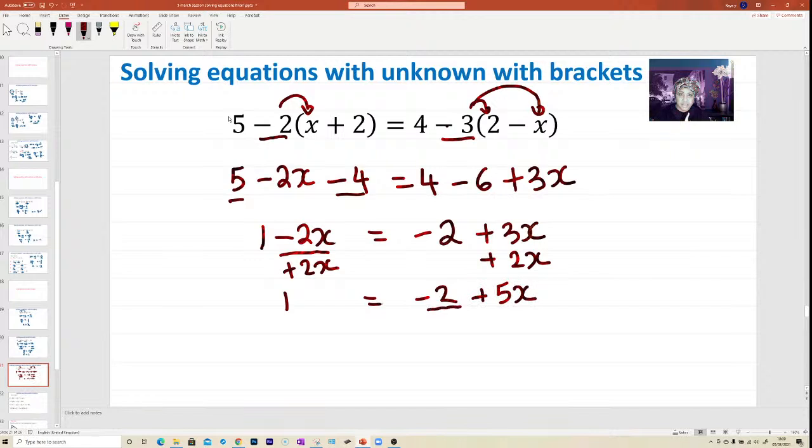Now I don't want this 2 here, it's negative 2, so I need to add 2 on both sides. 1 plus 2 is 3, equals 5x. Now that's gone, so now I have 5x. I need to divide by 5 on both sides, okay? So Ali, well done. 5 divided by 5 is 1, so x is equal to 3 over 5.